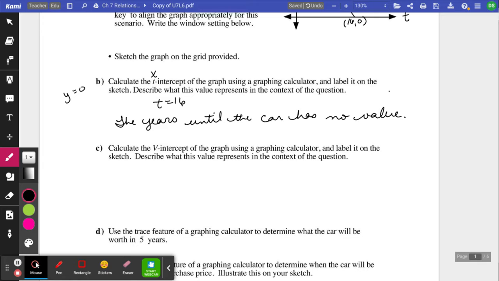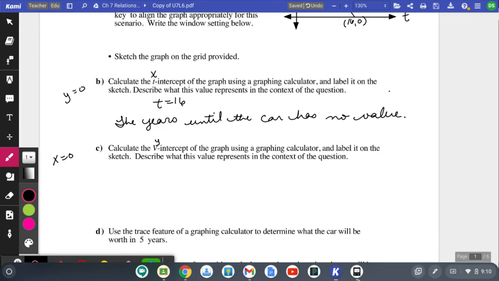Understand? Next question. Calculate the v-intercept. Okay, v, what's another word for v in this case? Y. So I want to know the y-intercept. What do? X is 0. So make yourself a little note. I'm going to go with x is 0. So on my calculator, how do you say x is 0?